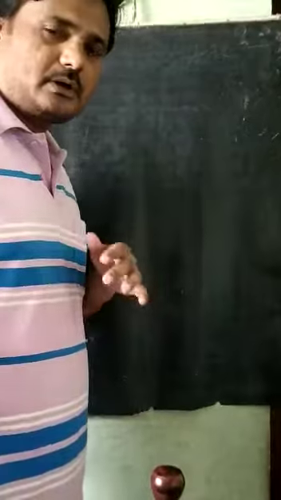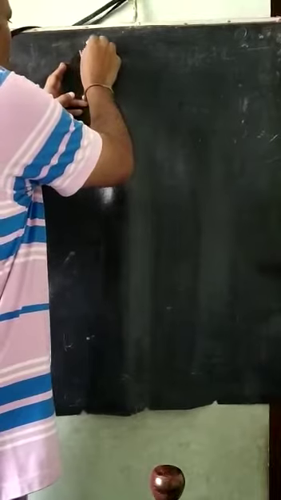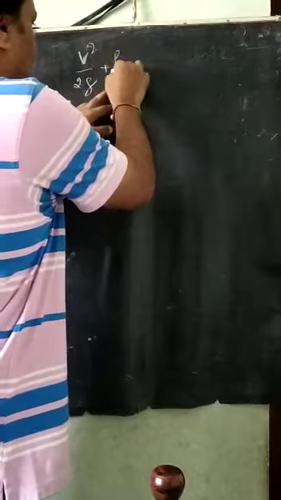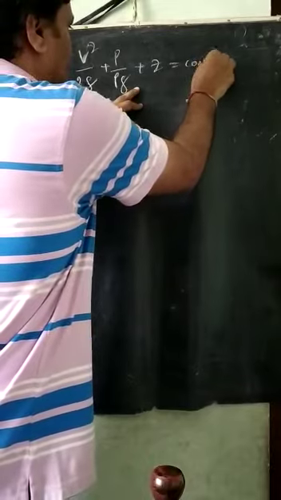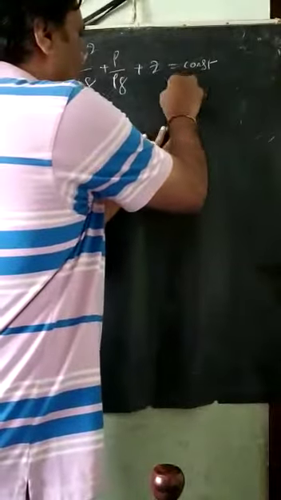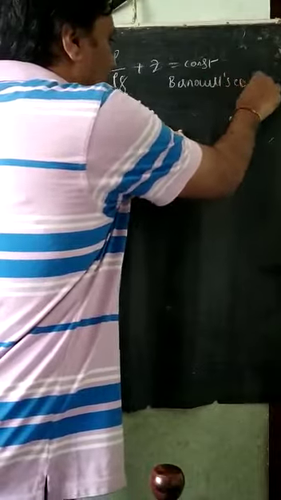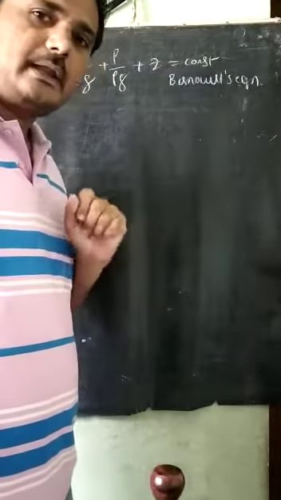So I will write what I have derived earlier: v square by 2g plus p divided by rho g plus z is equal to constant. This is the relation called Bernoulli's equation, which we have already derived. This first term is called the kinetic head.